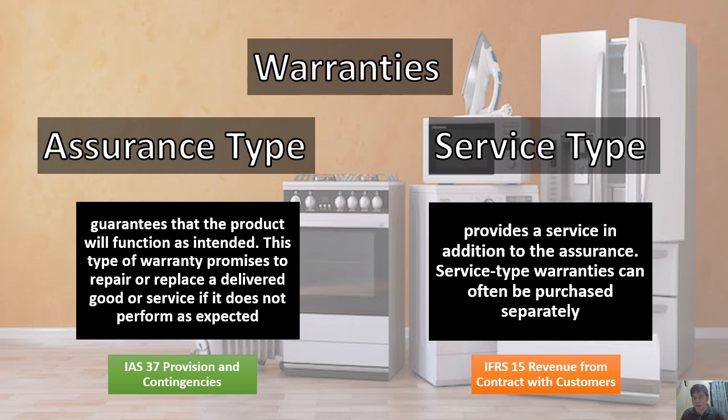But on the other hand, if the warranty is a service type warranty, the customer will go to us and ask for repair and replacement, and we will ask them to pay for a certain amount since they are no longer covered by the assurance type warranty and they're just availing the service type warranty. And normally, the service type warranty can be purchased separately. In that case, we need to follow not the IAS 37 but IFRS 15 revenue from contract to customer.